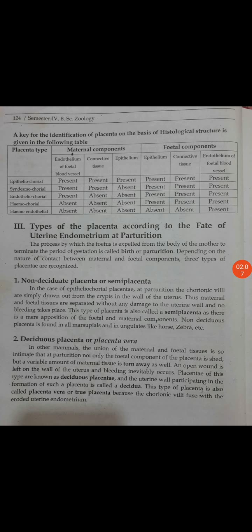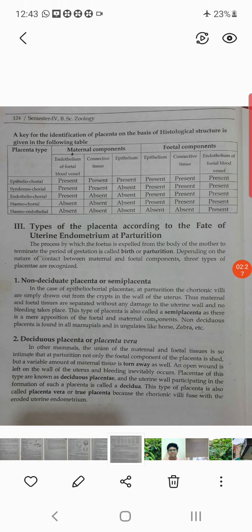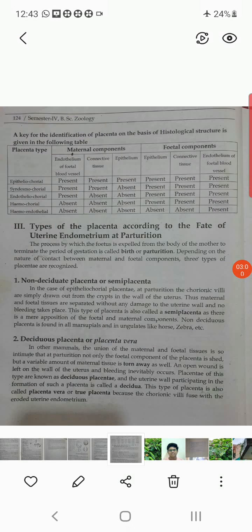Now the next one, the deciduous placenta or placenta vera. Here in mammals, the union of maternal and fetal tissues is so intimate that at the time of parturition, not only are the fetal components of the placenta shed, but a variable amount of maternal tissue is also torn away. Because of this, a wound is left on the wall of the uterus and bleeding inevitably occurs. So, a placenta of this type is known as a deciduous placenta.